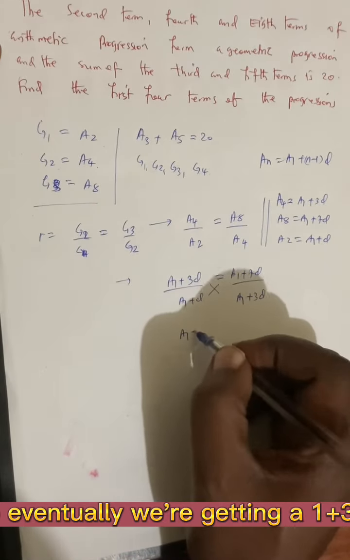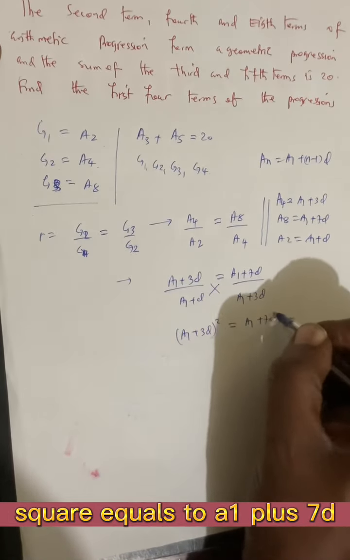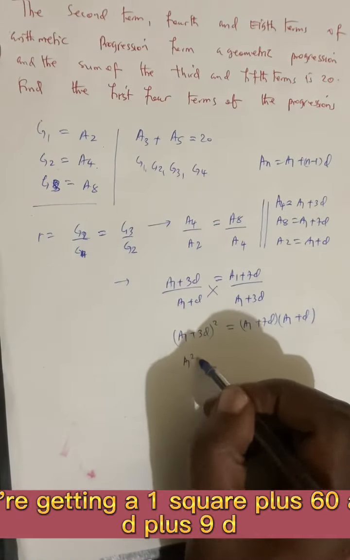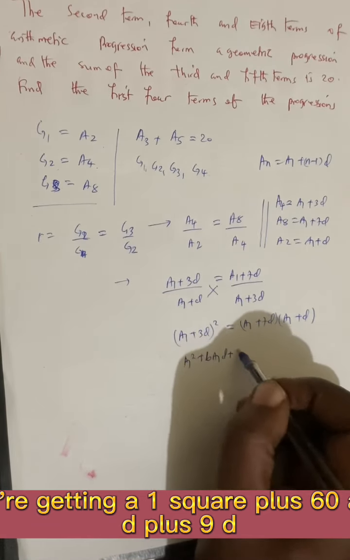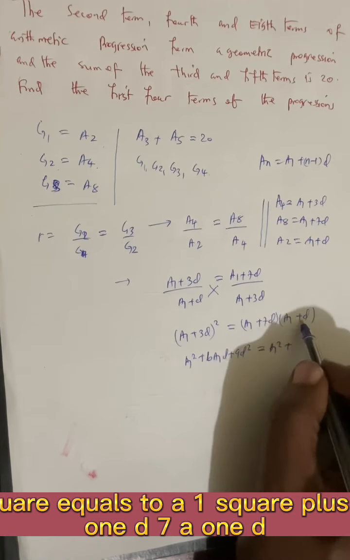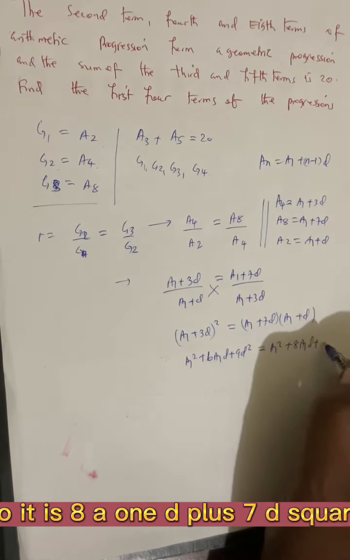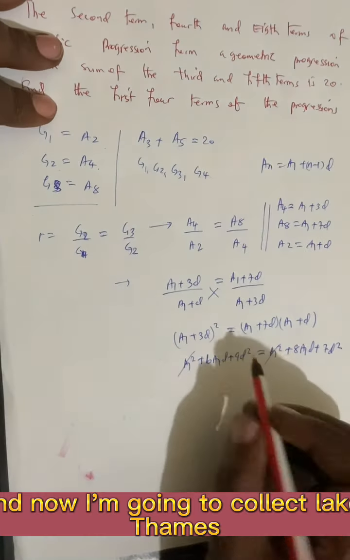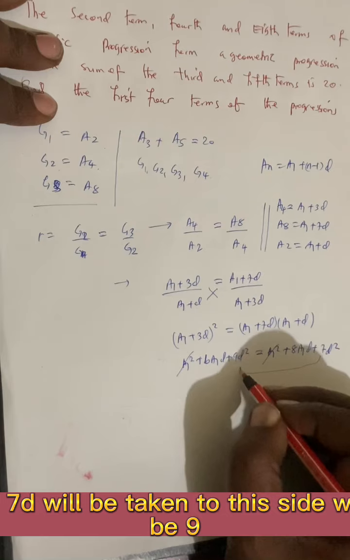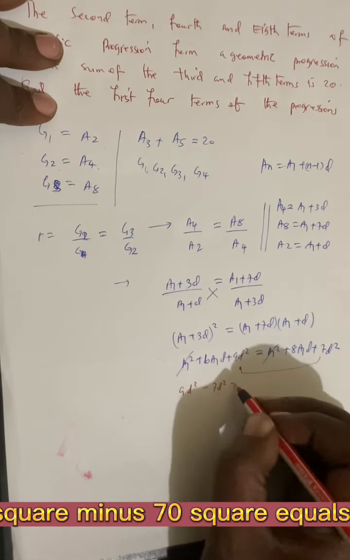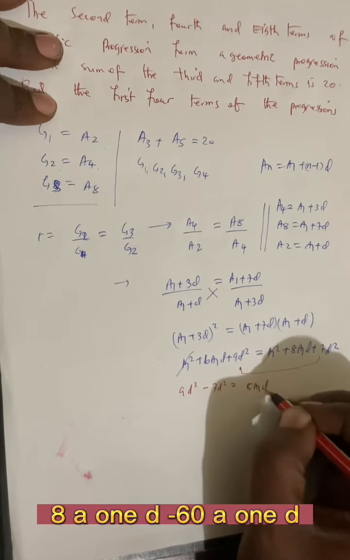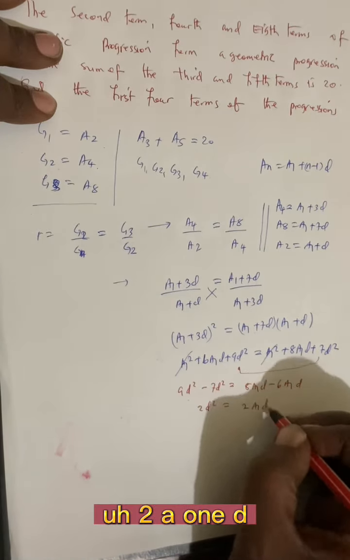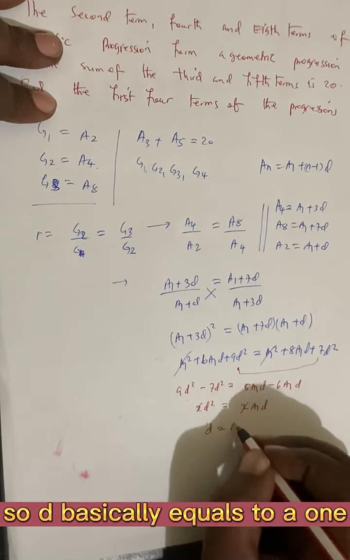Eventually we get (A1 plus 3D) squared equals (A1 plus 7D) multiplied by (A1 plus D). Expanding, we get A1 squared plus 6 A1D plus 9D squared equals A1 squared plus 7 A1D plus A1D, so it is 8 A1D, plus 7D squared. A1 squared will be cancelled, and now I'm going to collect like terms. So 9D squared minus 7D squared equals 8 A1D minus 6 A1D. Here you have 2D squared equals 2 A1D. 2 can be cancelled. So D basically equals A1.